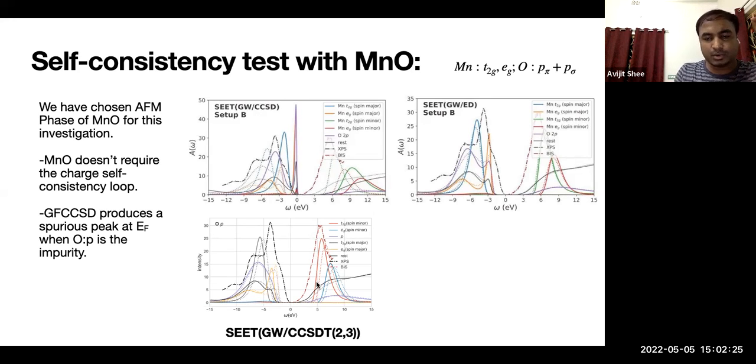And here I have not shown the CCSDT full triples number because it also shows this spurious peak, which is certainly not what we wanted, but this is what we see, and we are still analyzing. That probably requires a bit more analysis, but I'm not going into that as of now.